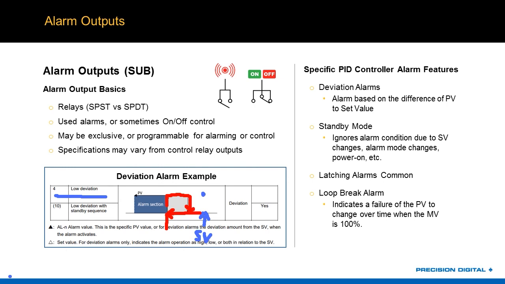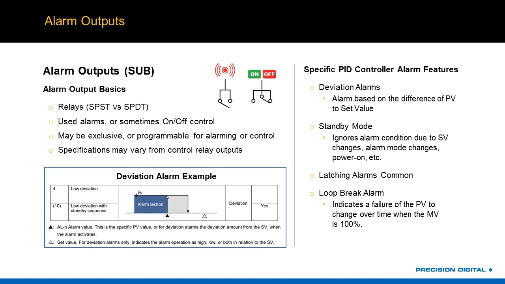But you'll note there's no numbers here, right? The advantage of the deviation alarm is that it doesn't matter precisely what your set value or your PV are. All that matters is the difference. So if I set up a deviation alarm for 10 degrees below my set value, as the operator changes the set value, that deviation alarm is going to change with it. And so it's very convenient for control process alarms.